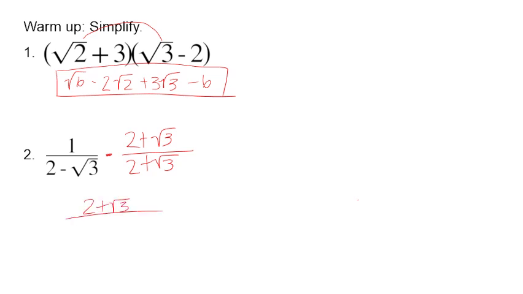In the denominator, I have 2 times 2 is 4. 2 times root 3 is plus 2 root 3. Negative 3 times root 2 is minus 2 root 3. And then minus root 3 times root 3 is just 3. So notice those 2 root 3's would go away. And I'm left with 2 plus root 3 divided by 1, or just 2 plus the square root of 3.